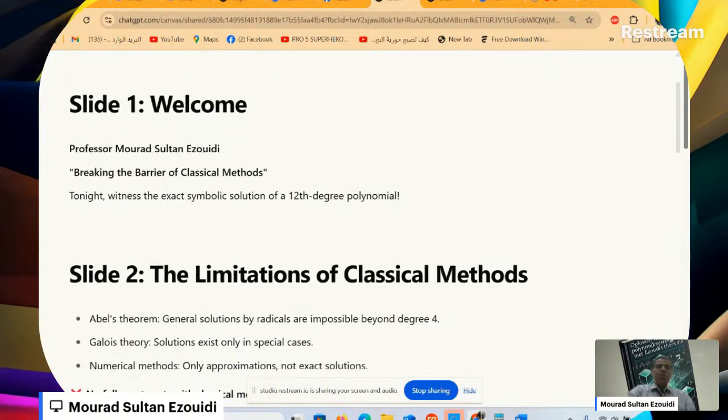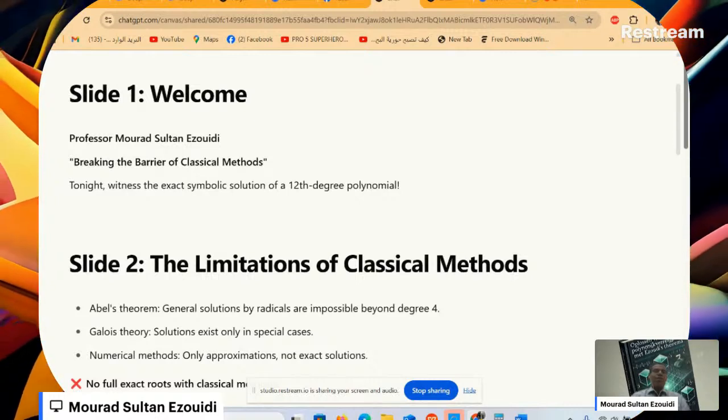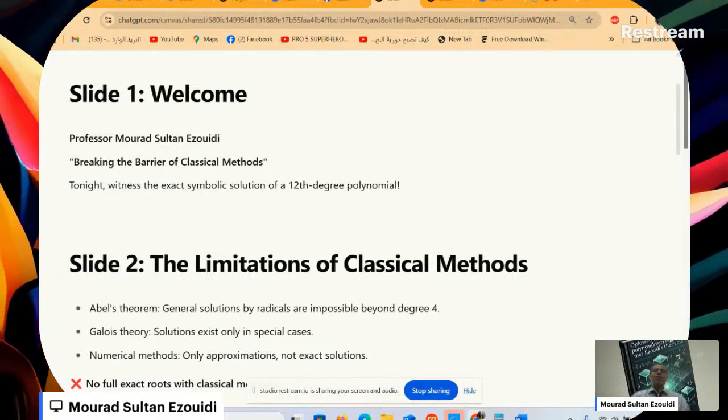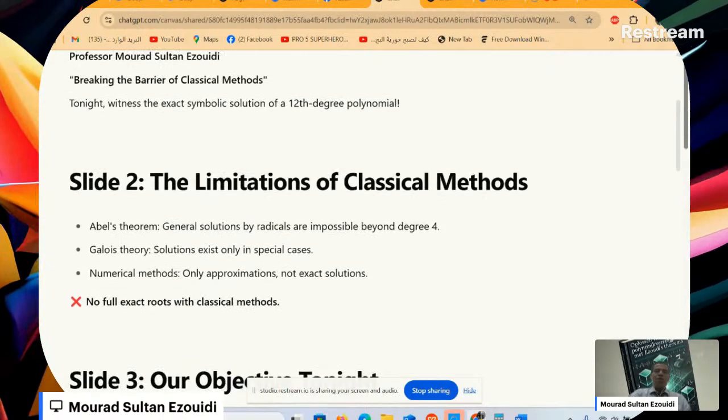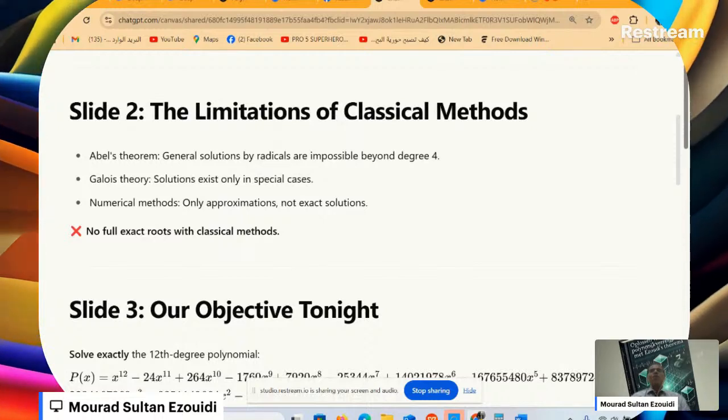Professor Murad Sultan Ezouidi, breaking the barrier of classical methods. Tonight, witness the exact solution of a 12-degree equation. So, the limitation of classical methods.